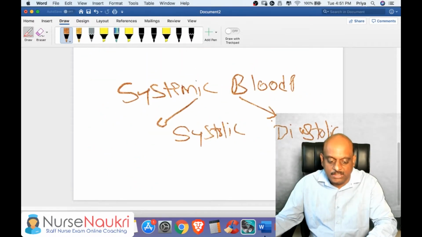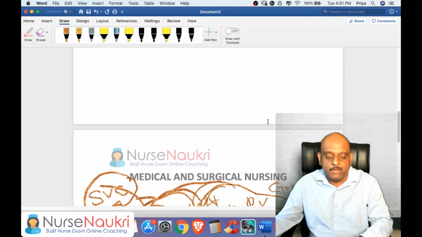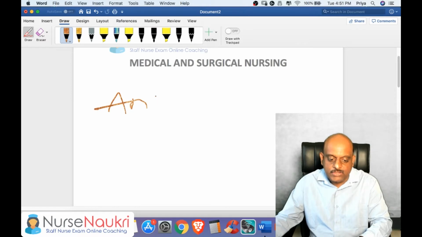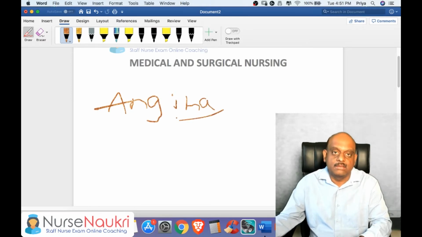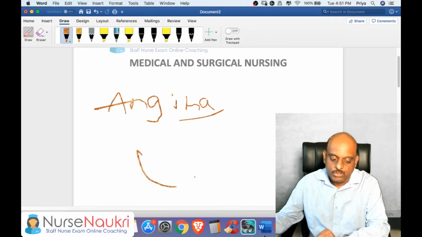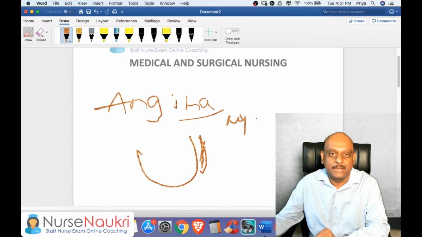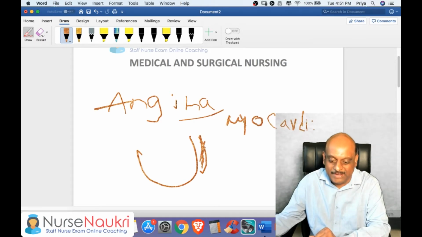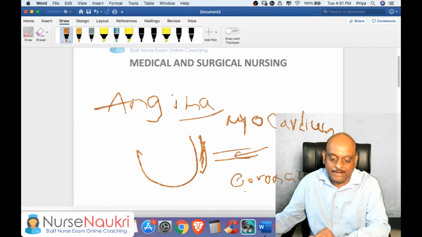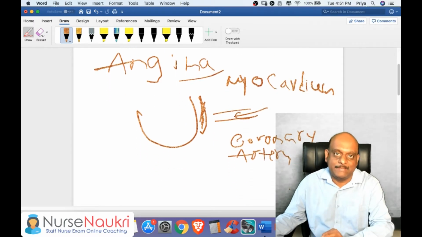So let us study a bit about angina. Angina is fundamentally a chest pain. Why do we get chest pain? If you take the heart, the muscle of the heart is called myocardium. Myocardium, very good. And it is supplied by the coronary artery. The coronary artery is the one which is supplying the blood flow to the myocardium.